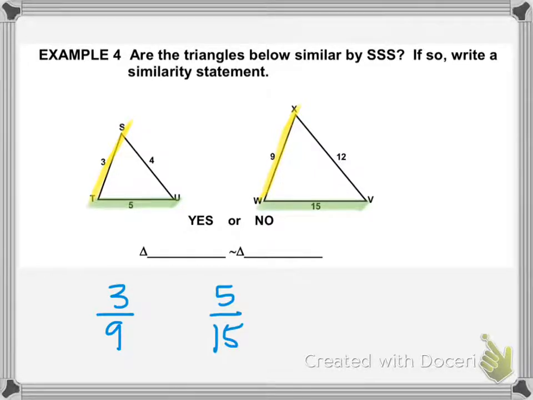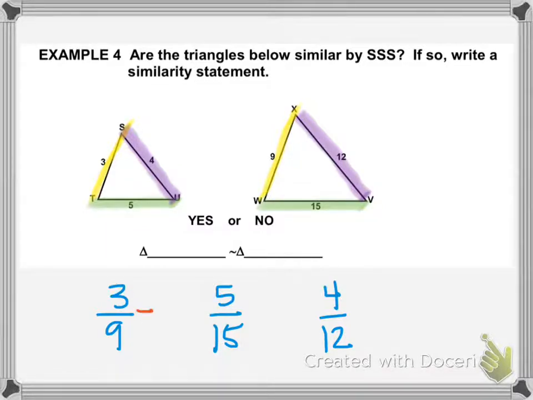And then by default, my last two sides are also going to correspond. These are the middle sides, the 4 and the 12. So I'm going to set up my last ratio. In order to see if these sides are proportional, we have to see if these ratios are equal. So like I said, the quickest way is just to simplify each ratio. Type them in your calculator, press enter.